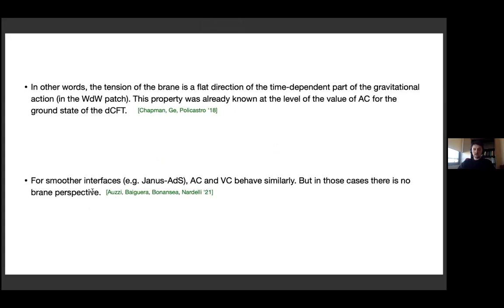Also, for smoother interfaces like the Janus AdS solution, action and volume also start to behave similarly again. So it's probably a property of this very thin type of interfaces that we're studying. And in the cases of smoother interfaces, the interpretation of the gravitational induced theory on the brane is not available anymore. Okay?